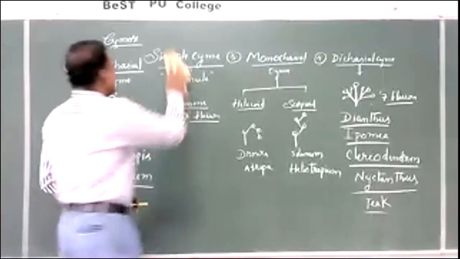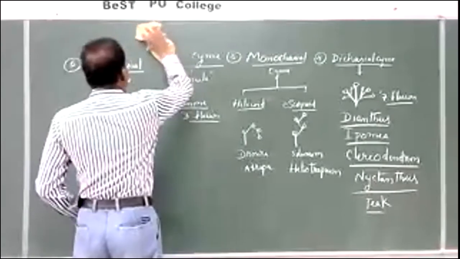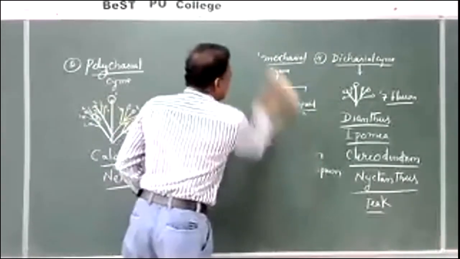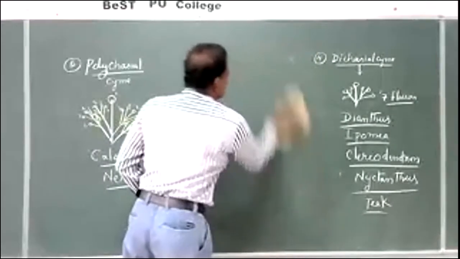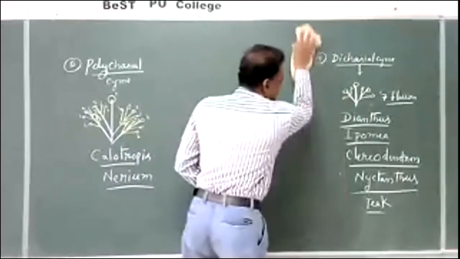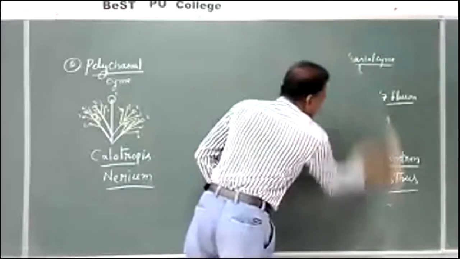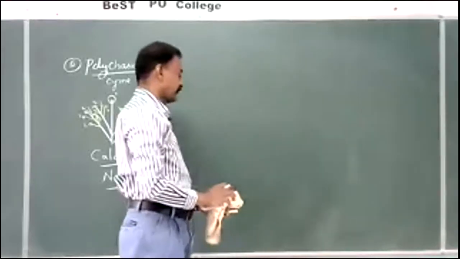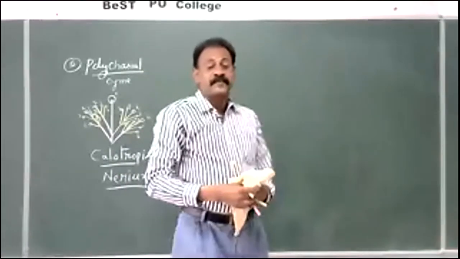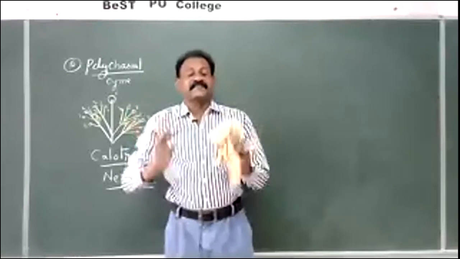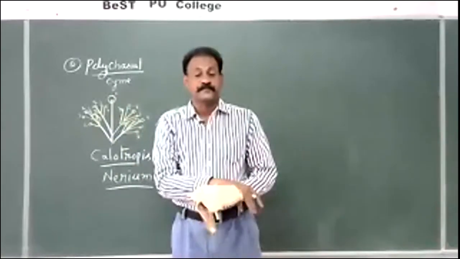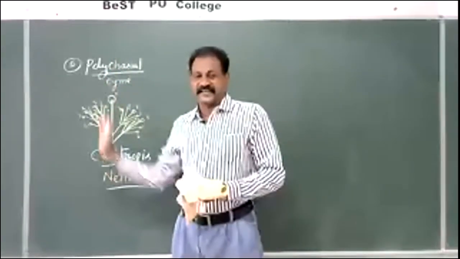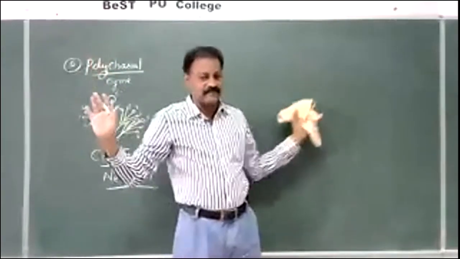So with this, the two basic types of inflorescences, that is racemose inflorescence and cymose inflorescence, are finished, completed. If a question comes like this, what are the basic differences between racemose and cymose? How many points do we have to write? Racemose, indefinite type. Cymose, definite type.